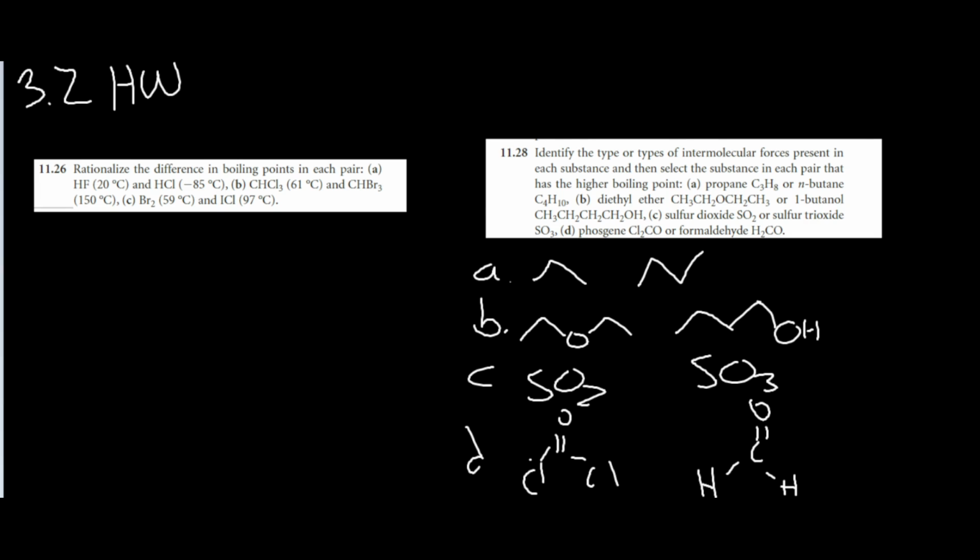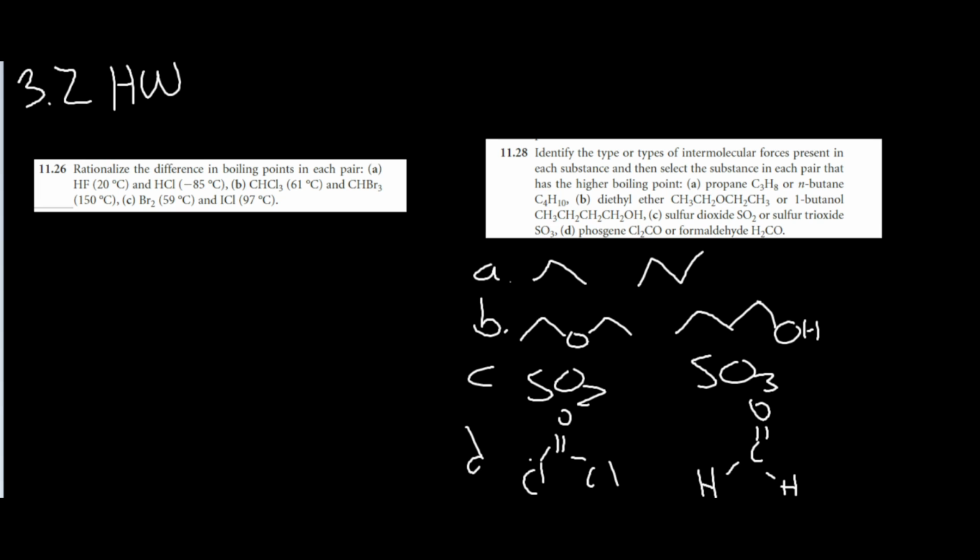For B, CHCl3 and CHBr3. Bromine is a much larger atom than chlorine, so it has much stronger LDF forces, so that's why it has a much higher boiling point. And then for C, bromine and ICl. ICl is a polar molecule, so it's going to have dipole-dipole forces that will increase its boiling point rather than bromine's just dispersion forces. So that's why ICl has a much higher boiling point.